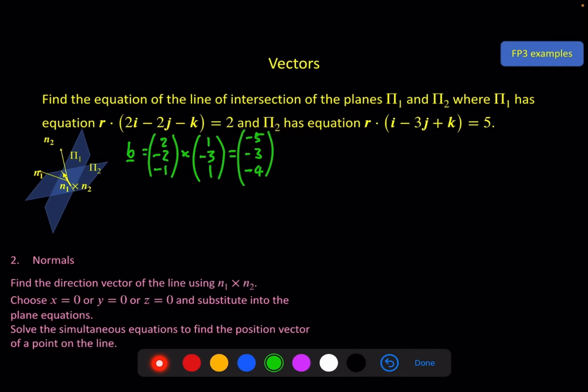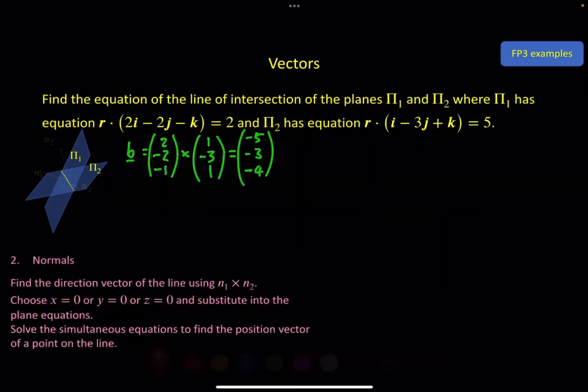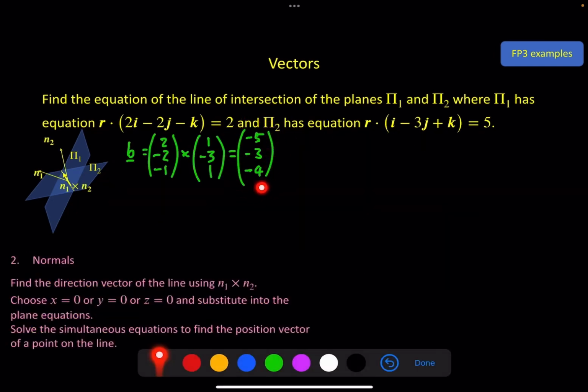Now some of you might be thinking, wait a minute, that's different. If I go back for a second, you'll see, yes, it is. But don't forget, this is a direction vector. Any multiple of this is going to give me the same direction. And if you multiply this by minus 5, you get minus 5, minus 3, minus 4, which is what we've got here. So it is the same direction, even though the numbers are slightly different. And that, for me, and I hope you can see, is much easier to get the direction vector in this method. However, the difficulty for this one is finding the position vector of a point on the line.